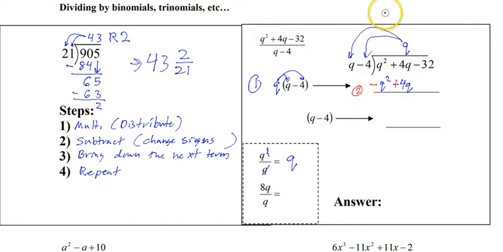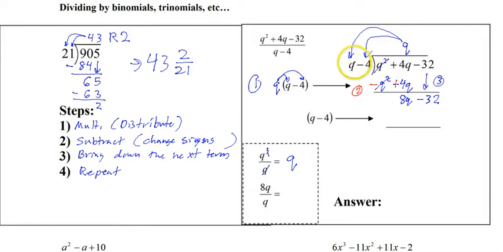Now we can move on to the next thing, which is just to add them up. And these should always cancel, because that's what we're trying to do, is get rid of that first term. 4q plus 4q is 8q. And then we go on to step 3, which is to bring down the next one. And then step 4, so that was step 3. Step 4 is to repeat.